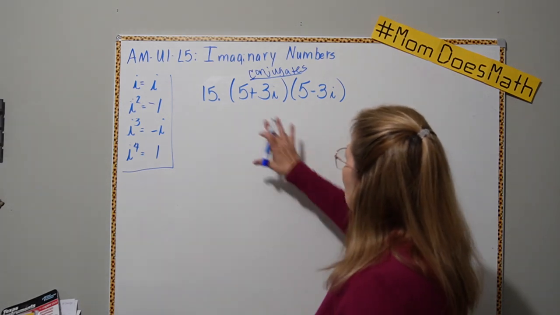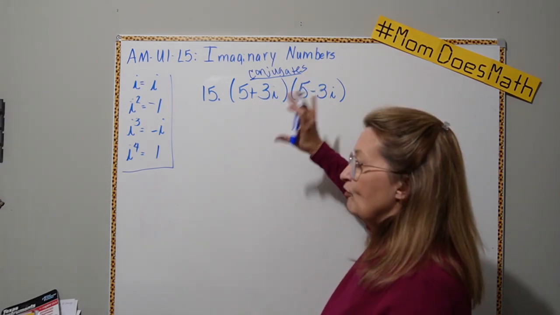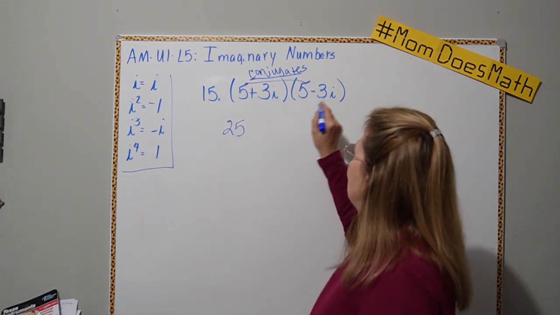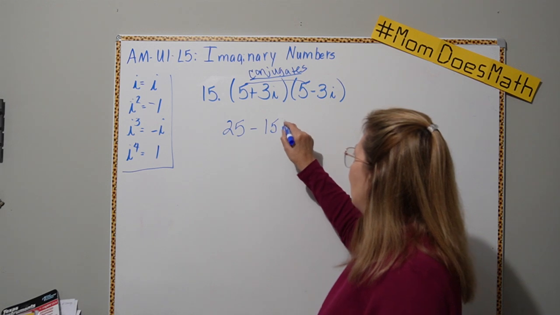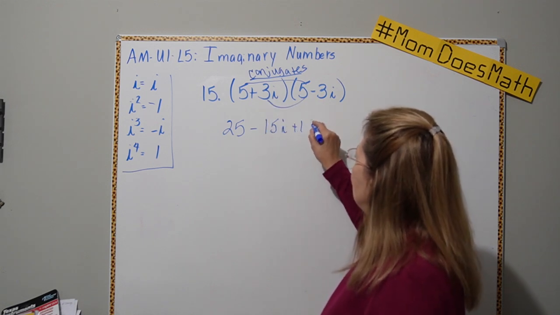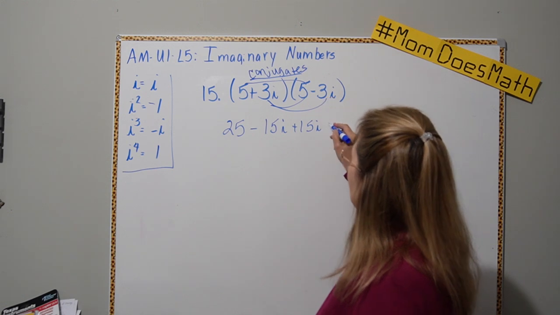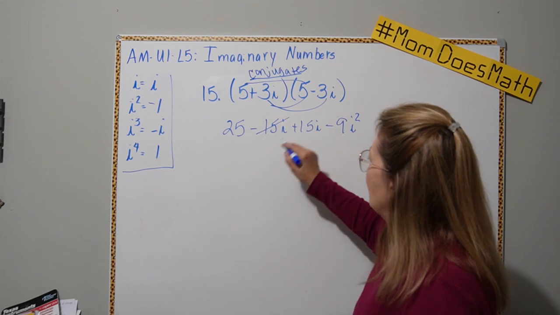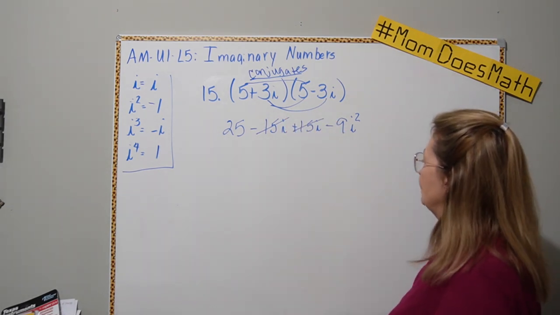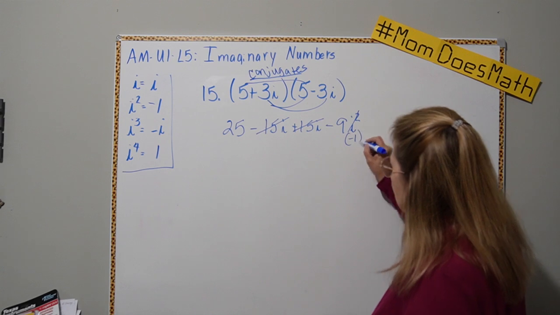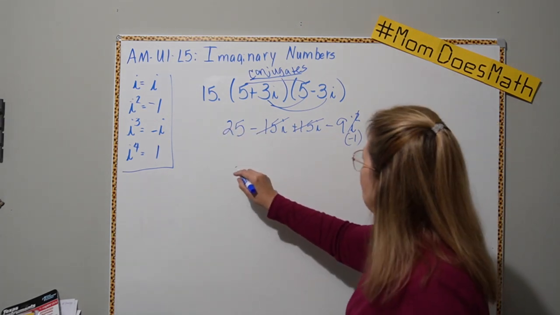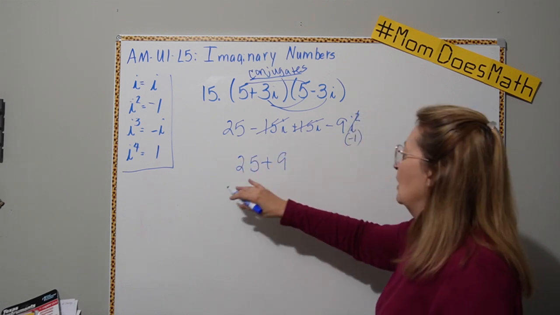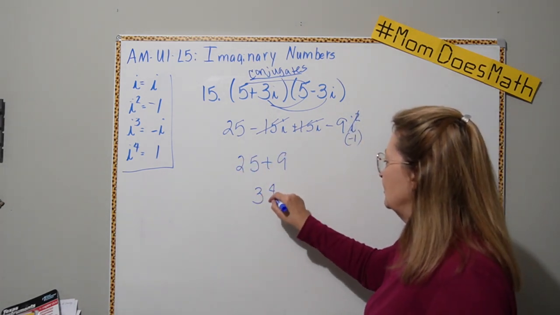Okay, so what we have here is two binomials multiplied together. We're going to FOIL them together or distribute it. So I've got 5 times 5 is 25, and 5 times negative 3i is negative 15i. All right, here I'm going to have positive 15i, and then I'm going to have a negative 9i squared. So minus 15i plus 15i cancels out totally. i squared is negative 1, remember? So negative 9 times negative 1 is what? Positive 9. All right, 25 plus 9 gives me 34.